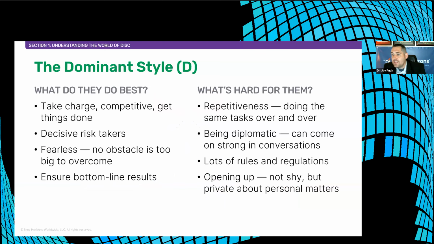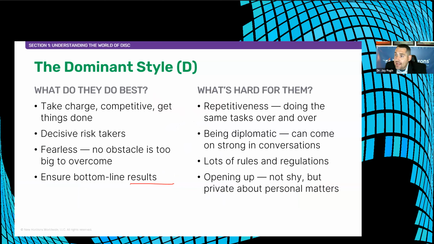So with this, Ds typically do take charge. They are decisive risk takers. They're fearless. They are confident. They are the most confident of the group. And they do ensure bottom line results. They are about getting to the bottom line. That is absolutely what they do best.